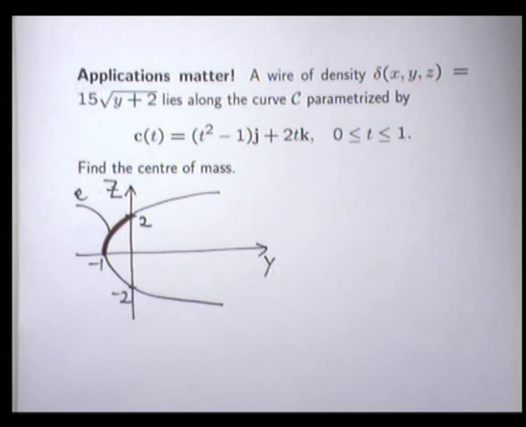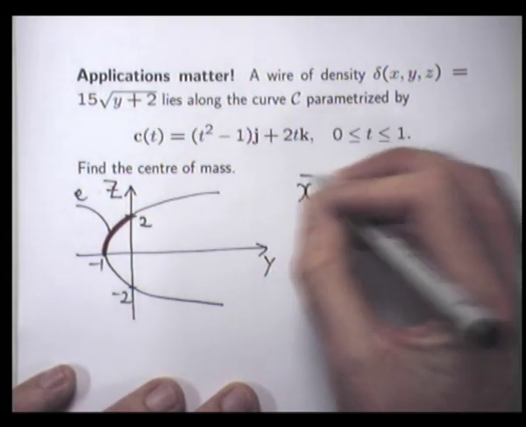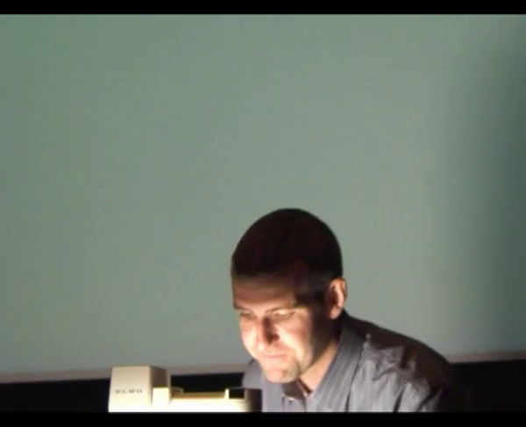Okay, now with these kinds of problems, symmetry is important. Just to save ourselves some calculations, who can tell me what's the x component for the center of mass? Zero. Why? Yeah, well, because the wire essentially lies in the YZ plane. The important thing here is that we can get some of these things very quickly. Okay, so for the other two coordinates, the y bar and the z bar, we'll need to do some calculations.